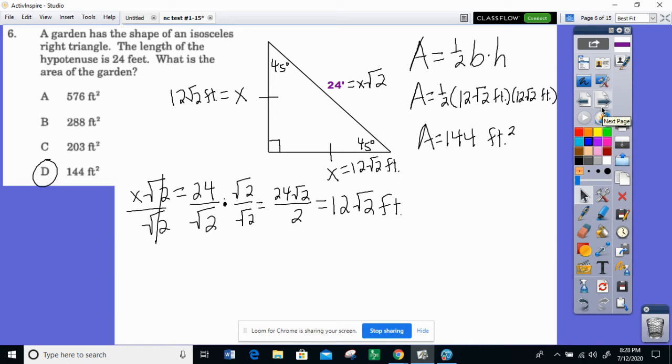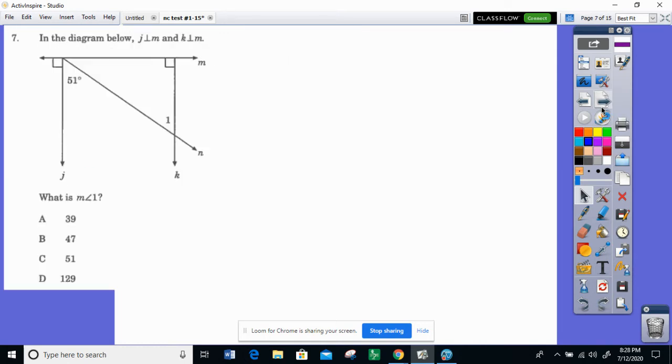All right, number 7. Number 7 says, in the diagram below, line J is perpendicular to line M, and line K is perpendicular to line M also. So let's go ahead. They actually already put those right angles in here for us.